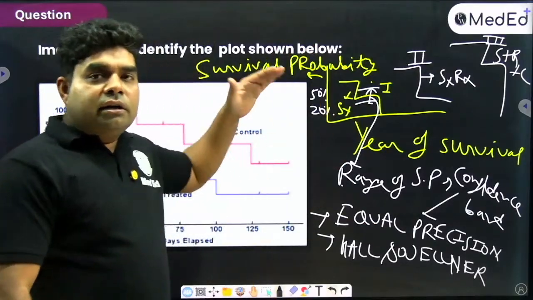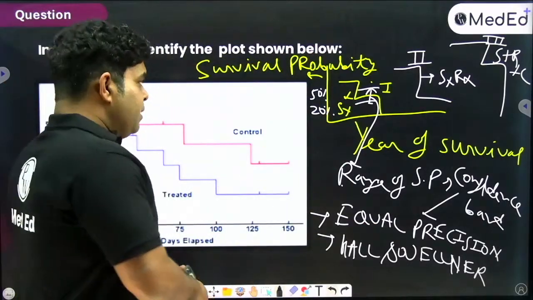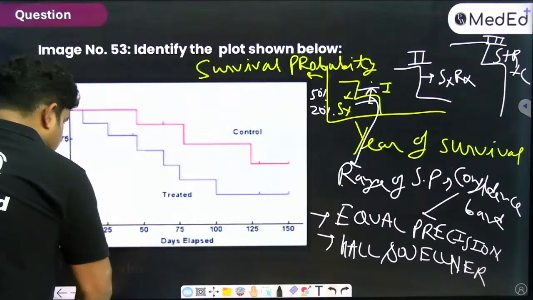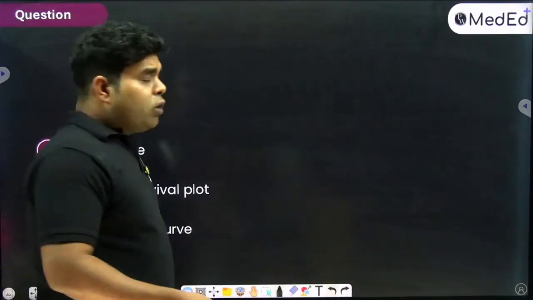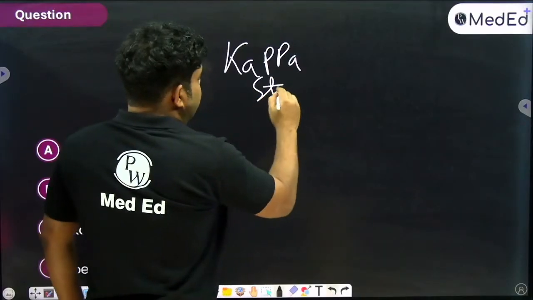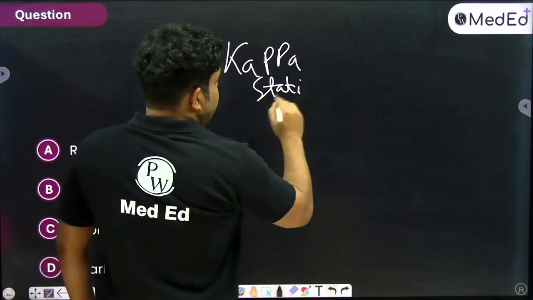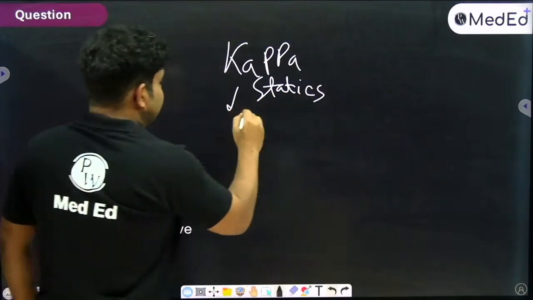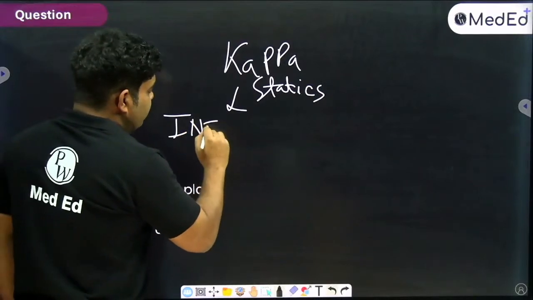The people who don't do have less survival probability. So this is one question which was enigmatic. One more question was from Kappa statistics. This question comes in NEET and INI-CET exams a lot. This Kappa statistics tells about inter-observer variance.